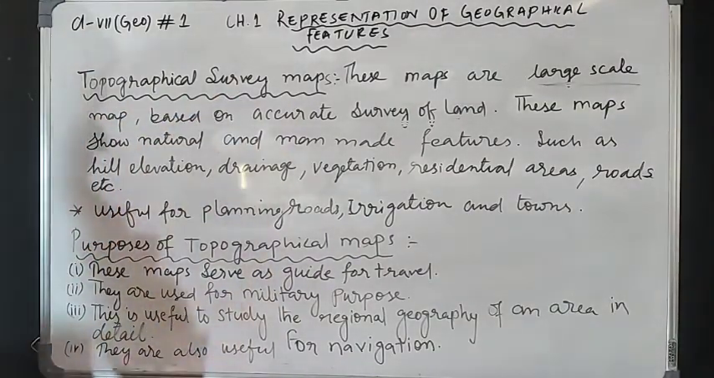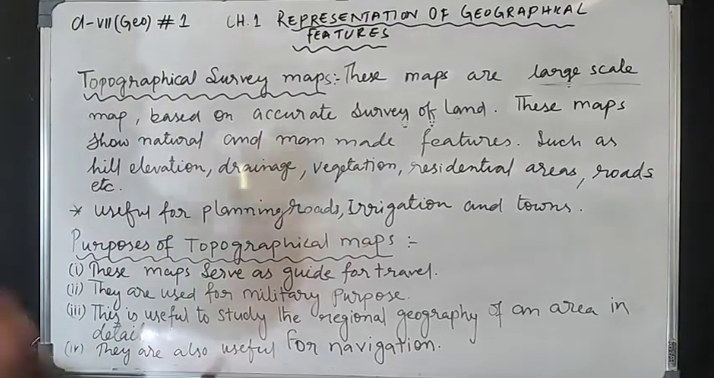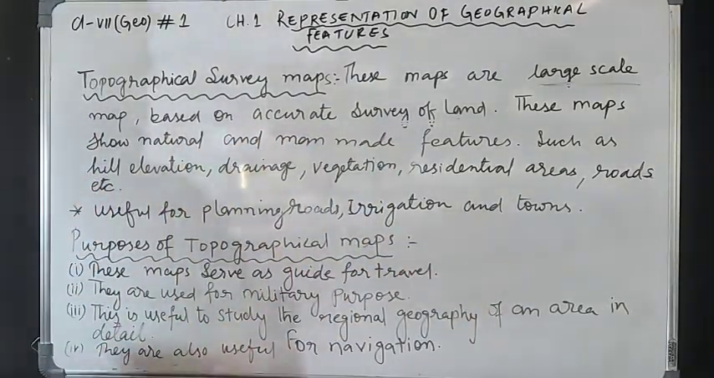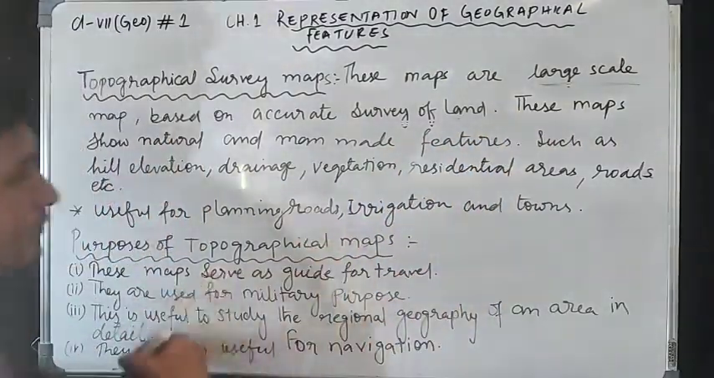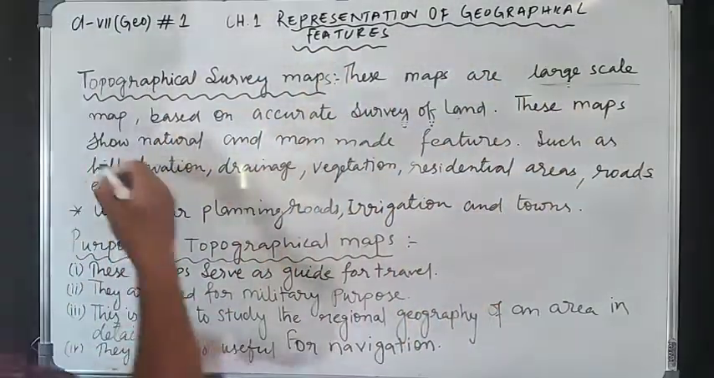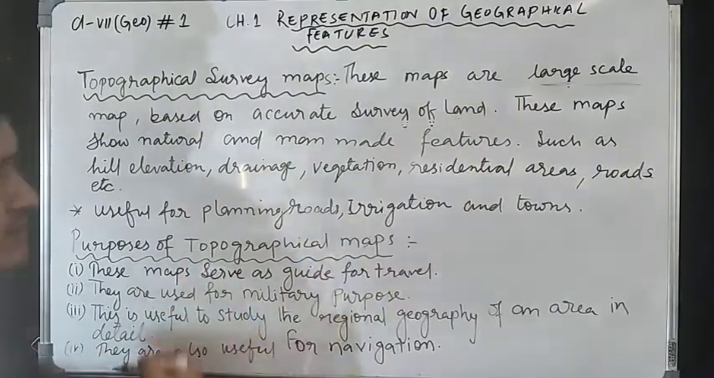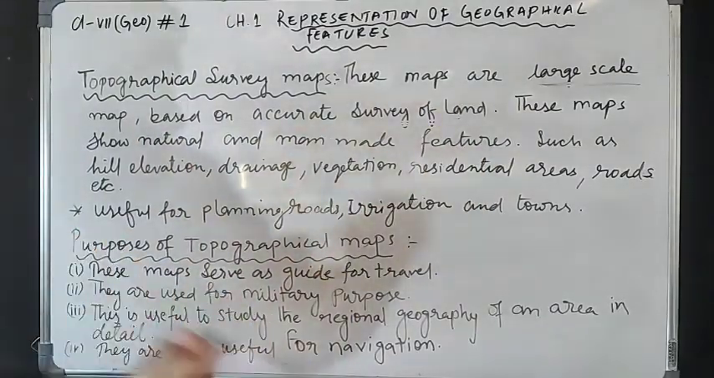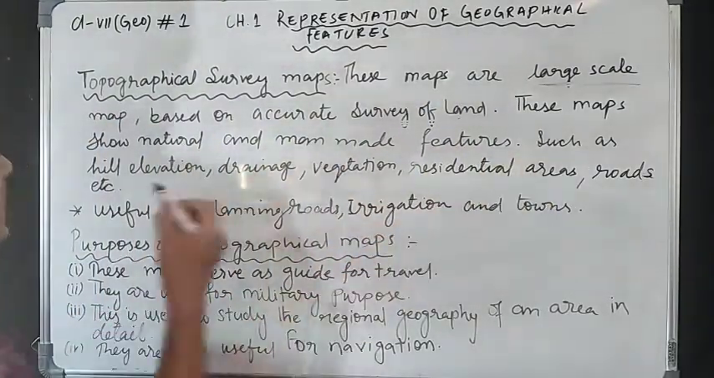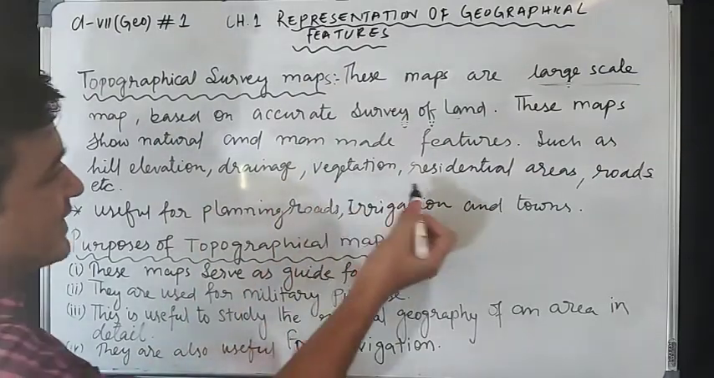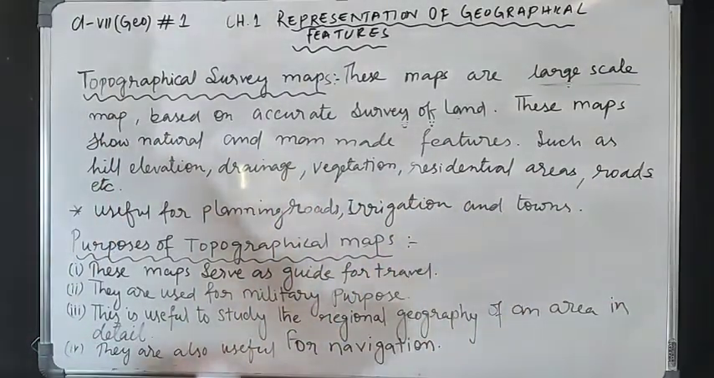That means from the primary source, directly from the primary source. In geographical language, it is from the primary source, not from the secondary source. These maps show natural and man-made features such as hill elevation, drainage, vegetation, residential areas like towns, villages, buildings, then roads, etc.